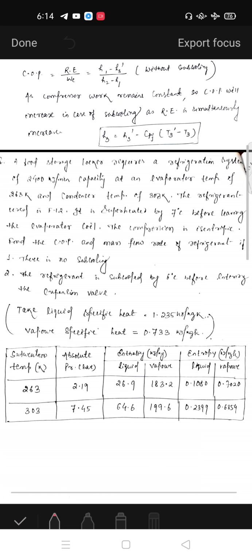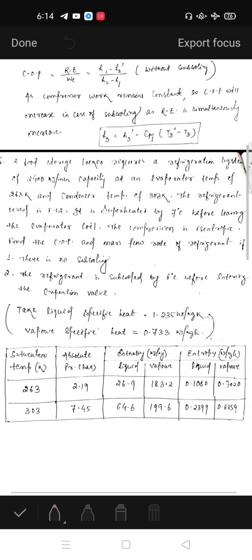Okay, the question says a food storage locker requires a refrigeration system of 2400 kilojoule per minute capacity. This is the refrigeration capacity at an evaporator temperature of 263 Kelvin, which means the lower temperature is 263 Kelvin, and the condenser temperature is 303 Kelvin, which means the upper temperature is 303 Kelvin. The refrigerant used is F12.